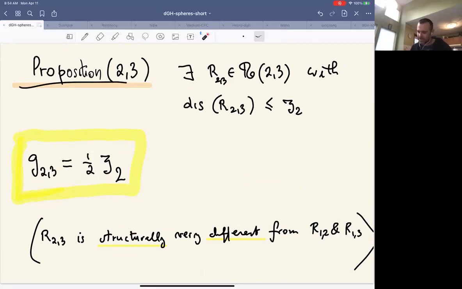And another result that we obtained hinges on the construction of an optimal correspondence between S2 and S3, namely a correspondence for which the distortion is that value. And this correspondence was structurally very different from the other two that we constructed.